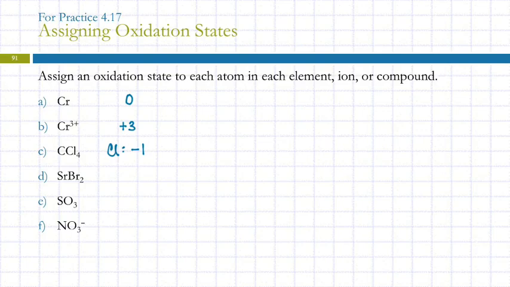Now carbon has to be whatever is needed. So just like charges in an ionic compound, oxidation states have to add up to the overall charge on the compound. This is a molecule with an overall charge of 0. So what I've got is I've got 4 chlorines, and they are each minus 1. So those are my 4 chlorines. And I've got 1 carbon. So if I've got minus 1, minus 1, minus 1, minus 1, and I need to have all of this add up to 0, what's the oxidation state for carbon? Plus 4.